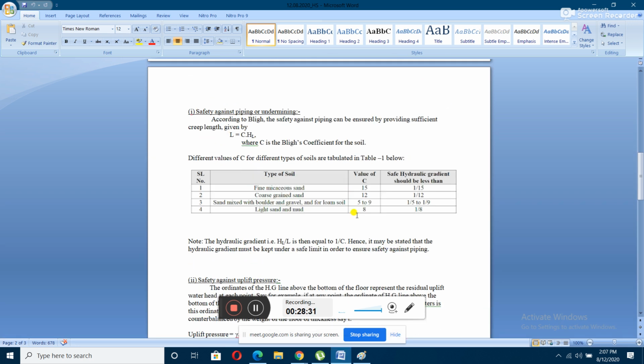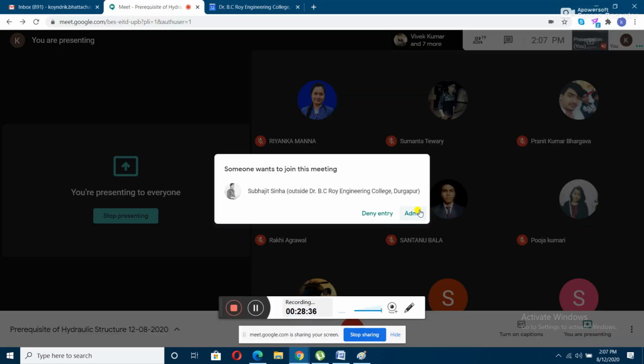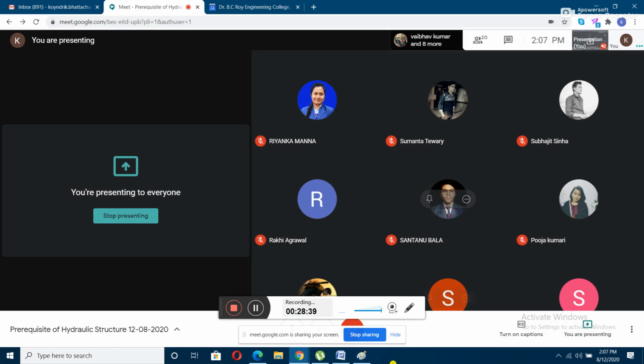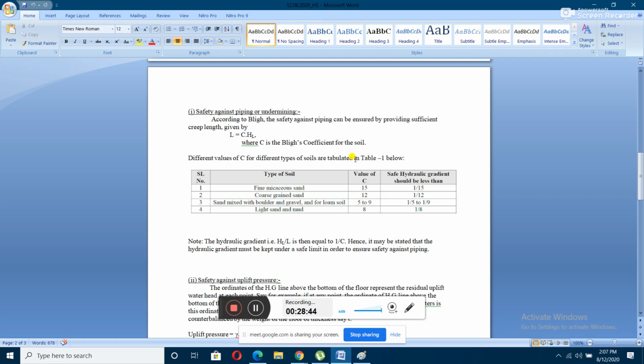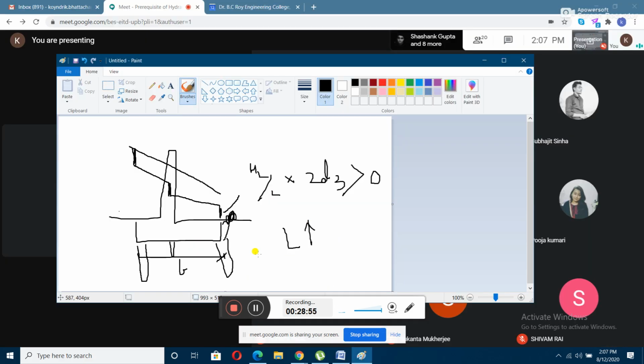Next comes your safety against piping or undermining, that is the piping failure. For this, Bligh found the value of the thickness. I already mentioned he found these two values, the thickness T and the length, that is the B value, for the design purpose of the weir.